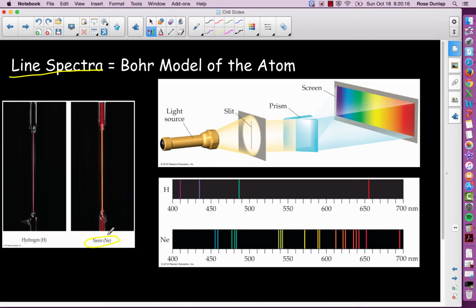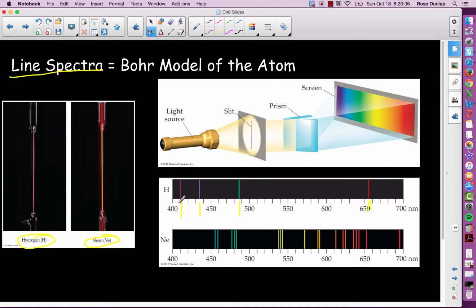It turns out, though, when we take elemental things, so here we have a sample of neon, here we have a sample of hydrogen, and we excite them, so we run a current through them, they give off a light, just like a flashlight would. If we take that light and focus it through a prism, instead of getting a continuous spectrum, we get individual bands of color.